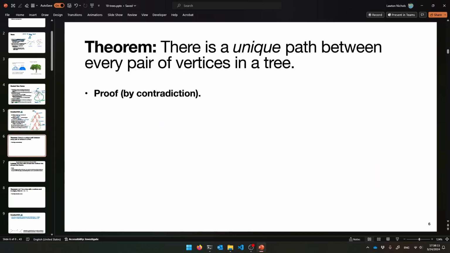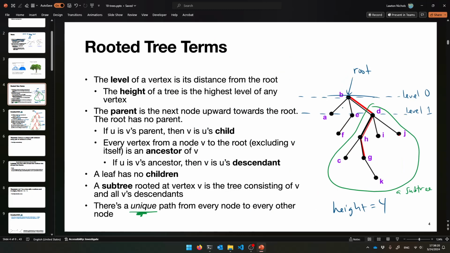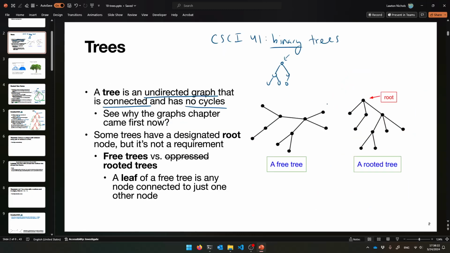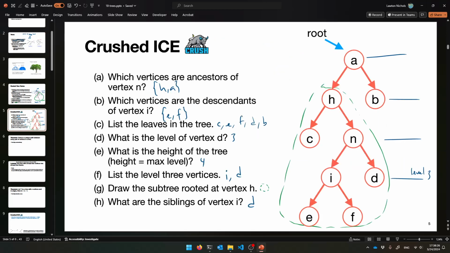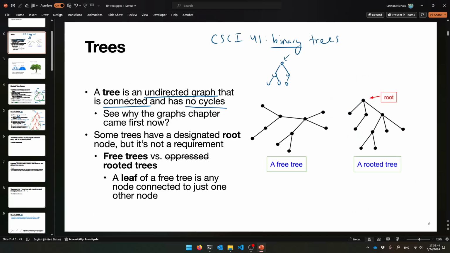This proof is going to be a proof by contradiction. What I was trying to show you up here is that it's undirected and has no cycle. There's only one way to get from one thing to the other. There's a unique path. Imagine there were two ways to get to F, for example. You could have gone this way or this way. Do you see how that introduces a cycle? That's going to be our proof. And a tree is not supposed to have any. A tree is connected and has no cycles.